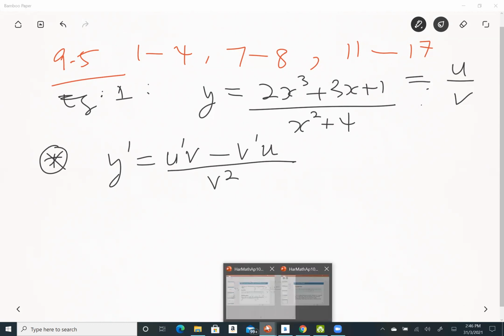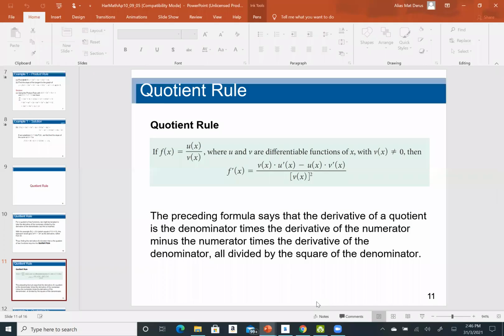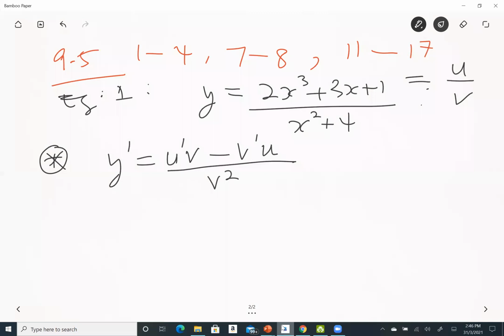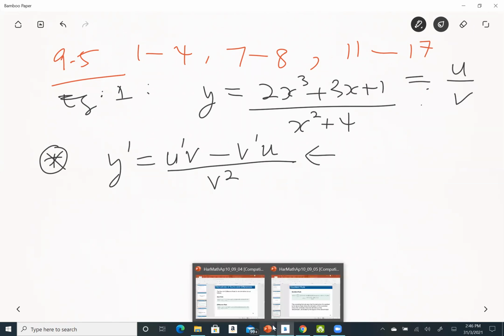If you go by the book, they use v u prime minus u v prime, and then everything divided by v squared. Same thing. So again, if you follow the rule, we need to have u prime and v prime, because that's the rule. Okay, so we have done this example.